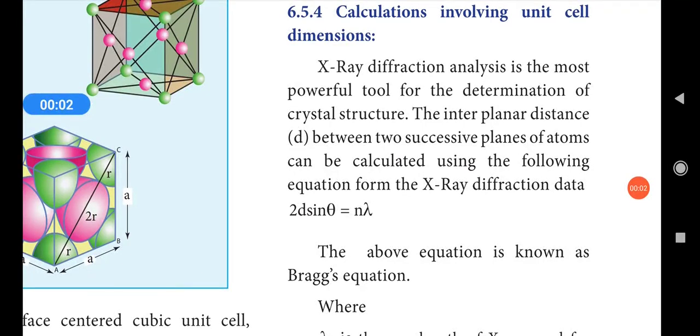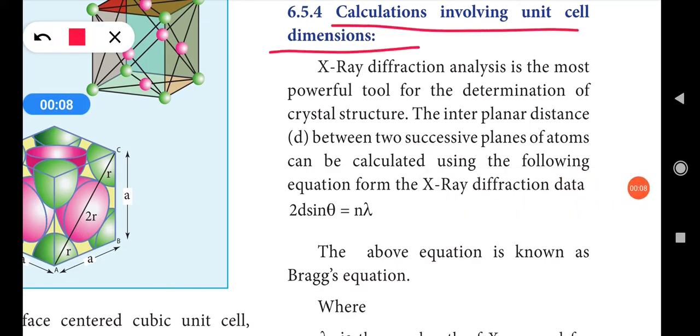Next topic, calculations involving unit cell dimensions. That means these are all the dimensions.